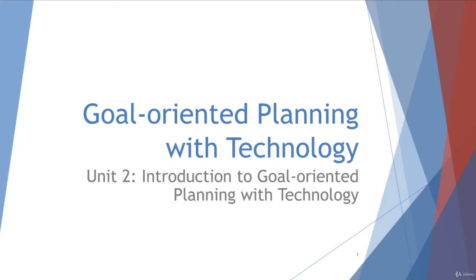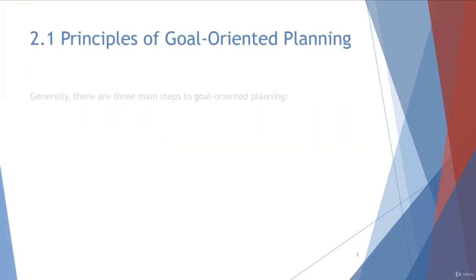Before we begin the activity of goal-oriented planning, we should take some time to understand some of the basic principles of goal-oriented planning. Generally, there are three main steps to goal-oriented planning. Number 1, informing, where we conduct activities such as brainstorming our interests and gather data based on those interests. Number 2, forming, where we begin the activity of forming goals based on our interests and the data we have gathered. Number 3, planning, where we plan a path to achieve our goals, execute our plan, and monitor our progress along the way.